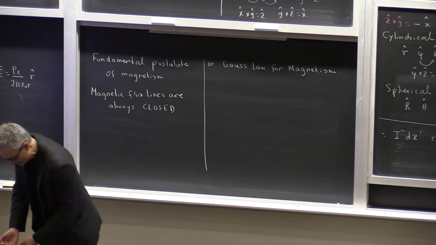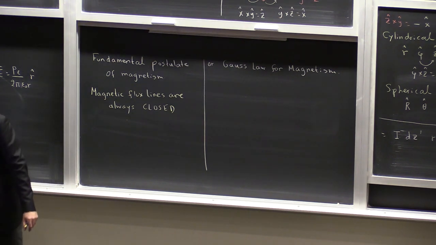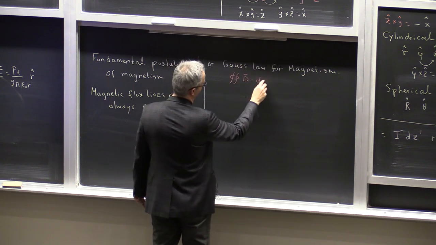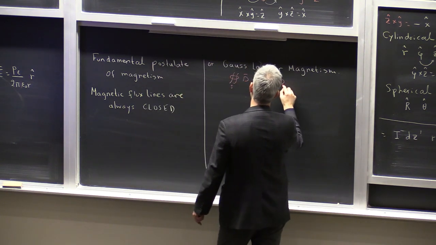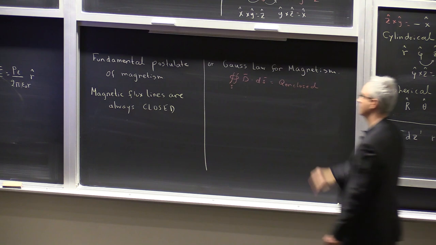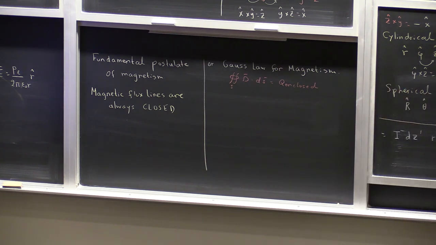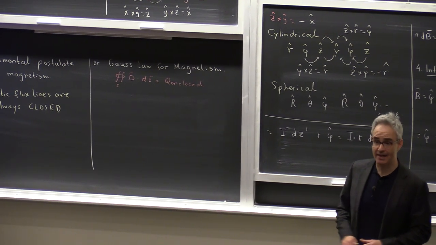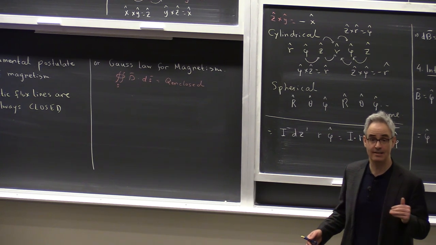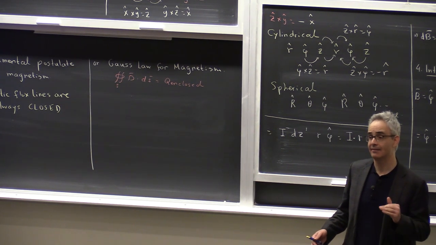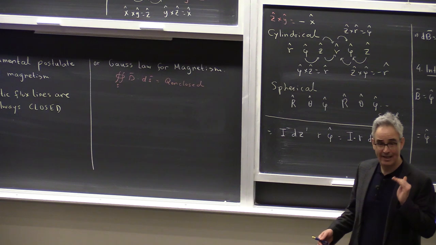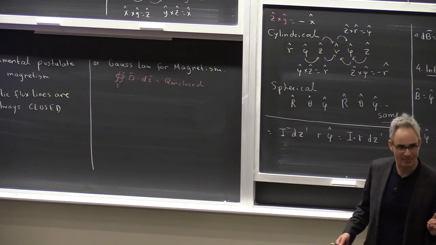You remember Gauss's law for electricity. Gauss's law for electricity was saying that the electric flux density over a closed surface is equal to the enclosed charge. Okay, that was the Gauss's law for electricity. In magnetism, there is actually no counterpart of the electric charge. So despite the fact that we will see many analogies between electricity and magnetism, there is one thing that we cannot find an analogy, and that is the electric charge. So we cannot identify a magnetic charge, so to speak.